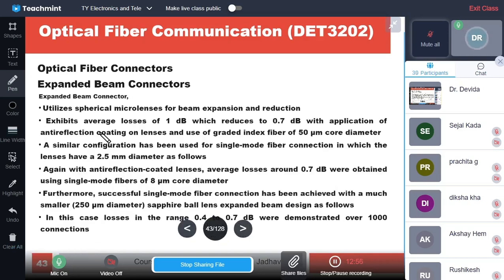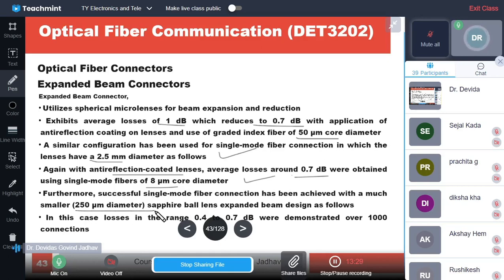So these spherical lenses may have a 2.5 millimeter diameter, and they can exhibit 1 dB to 0.7 dB loss, and with anti-reflective coating application this loss is reduced, and it can be used with a 50 micrometer diameter fiber. Again, anti-reflective coated lenses can offer 0.7 dB loss, and for the 8 micrometer fiber port. So these are some of the examples.